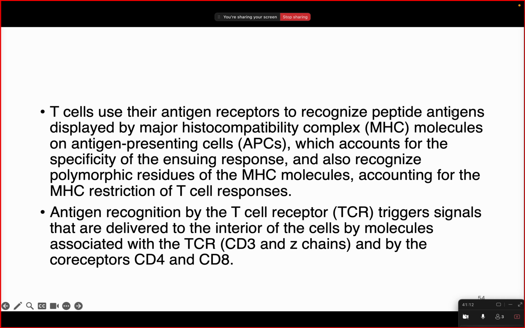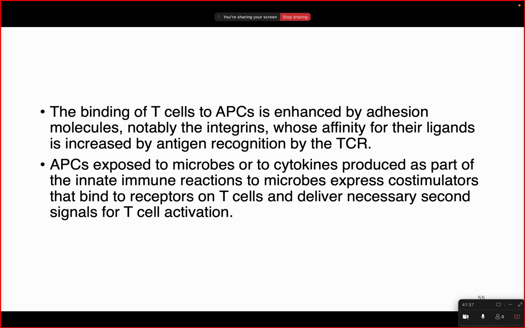T cells cannot see any other type of antigen, and you have all the information now. The information is that MHC can only display small peptides. Antigen recognition by the T cell receptor triggers signals that are delivered to the interior of the cell by molecules associated with the TCRs. The binding of T cell to APC is enhanced by adhesion molecules, notably the integrins, whose affinity for their ligand is increased by antigen recognition.